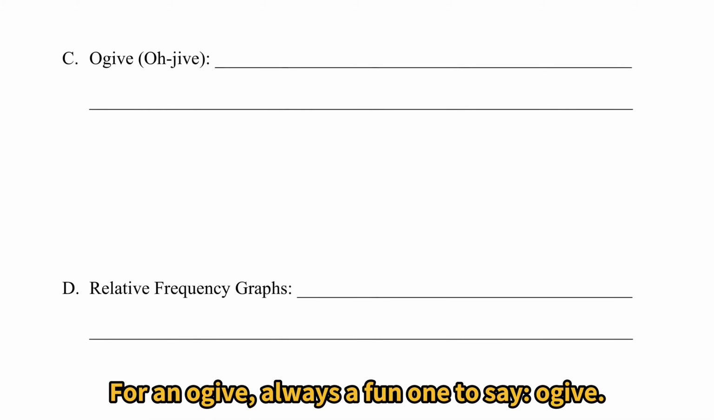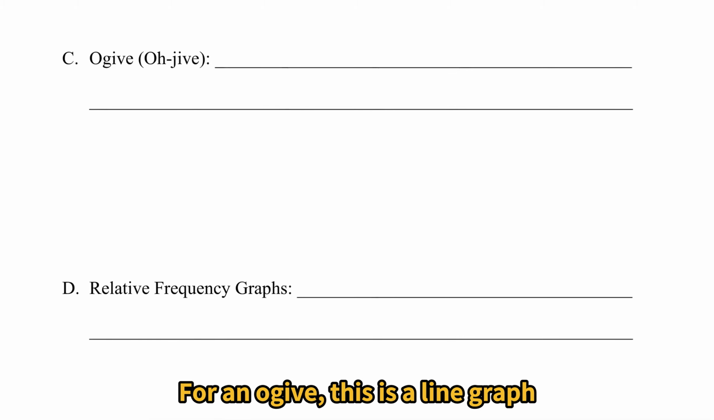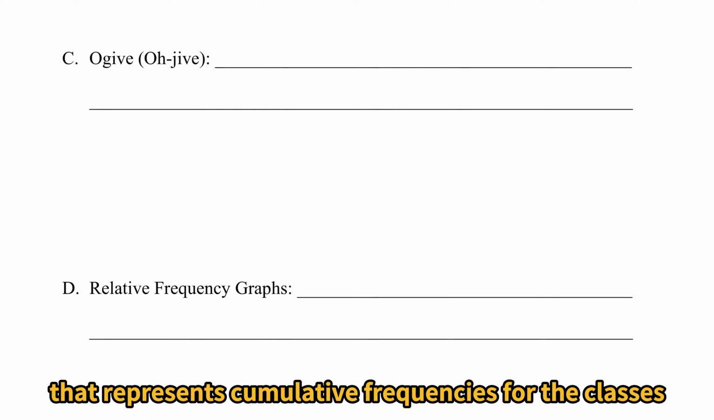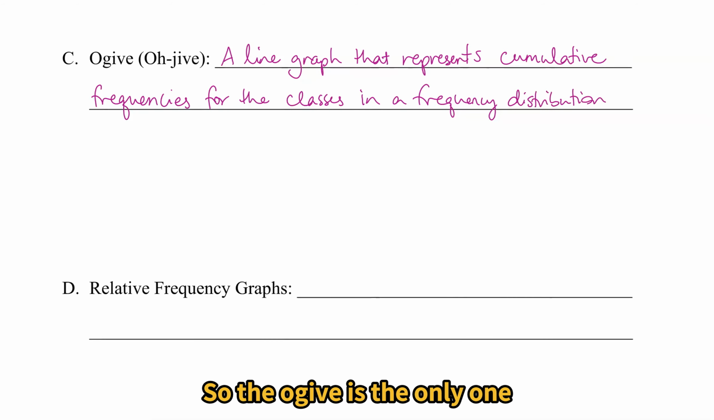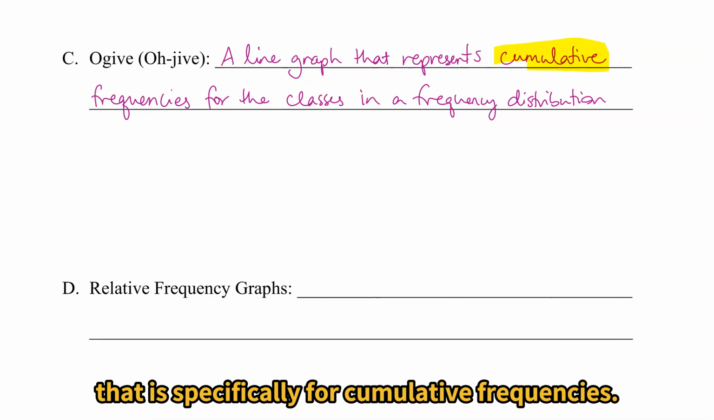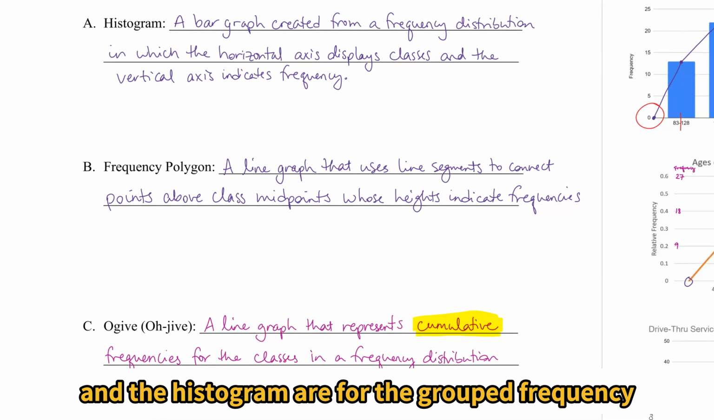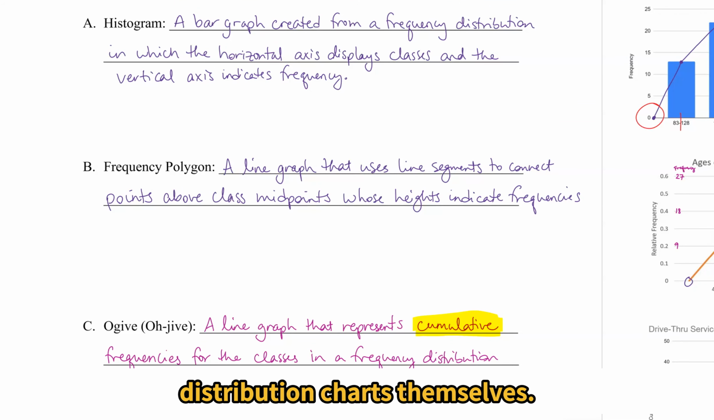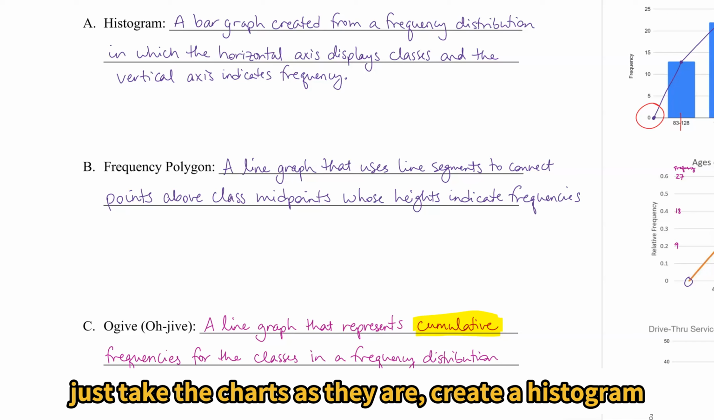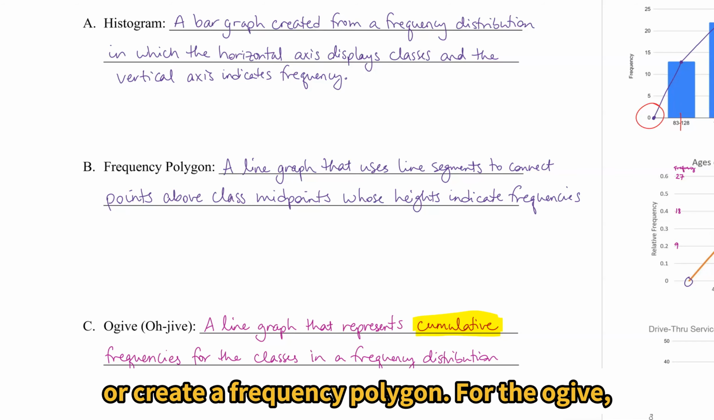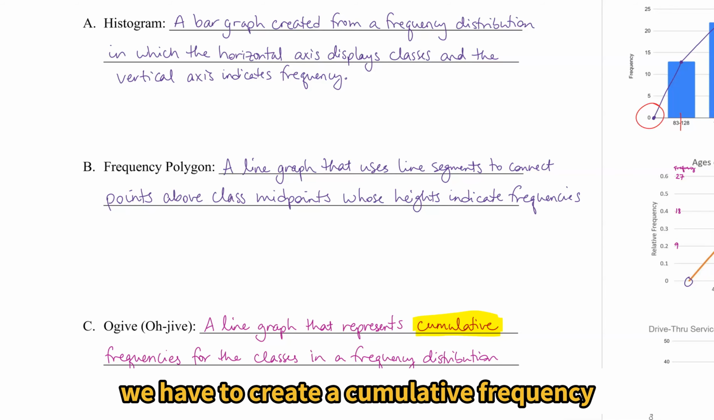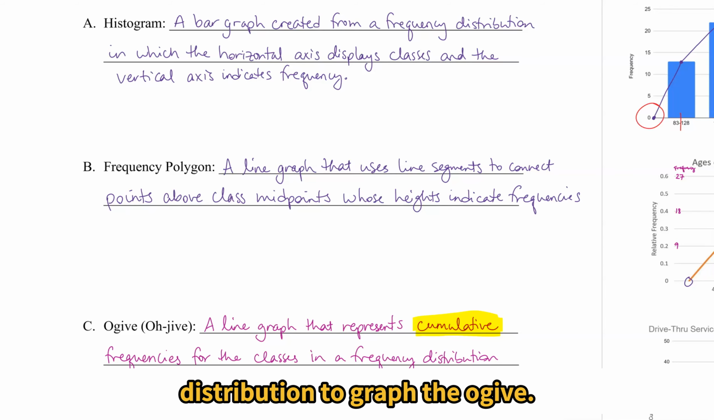For an ogive, always a fun one to say, ogive. This is a line graph that represents cumulative frequencies for the classes in a frequency distribution. So the ogive is the only one that is specifically for cumulative frequencies. The frequency polygon and the histogram are for the grouped frequency distribution charts themselves. So we would just take the charts as they are, create a histogram, or create a frequency polygon. For the ogive, we have to create a cumulative frequency distribution to graph the ogive.